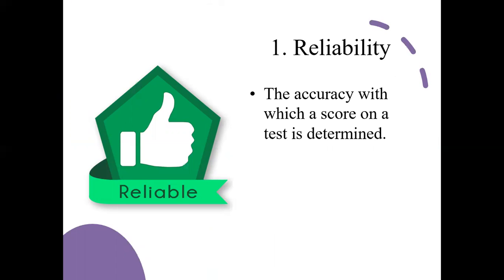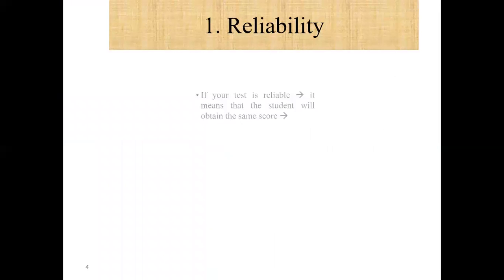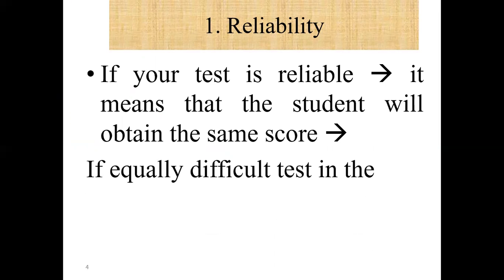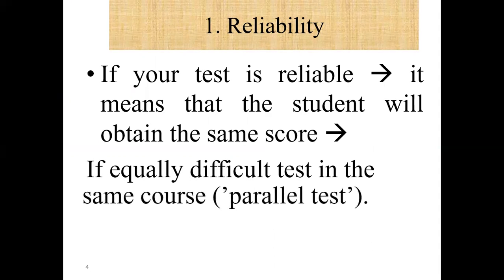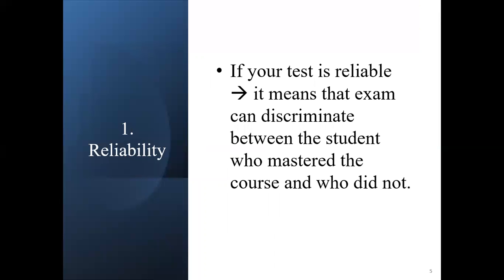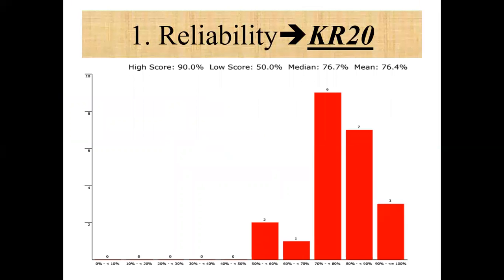Let's start with the first one, reliability. That's to say the accuracy with which a score on a test is determined. If your test is reliable, it means that the student will obtain the same score on an equally difficult test in the same course, that's to say a parallel test. It also means the exam can discriminate between students who mastered the course and those who did not, which is important. We have an important measure for reliability, which is the KR20 or Cronbach alpha.